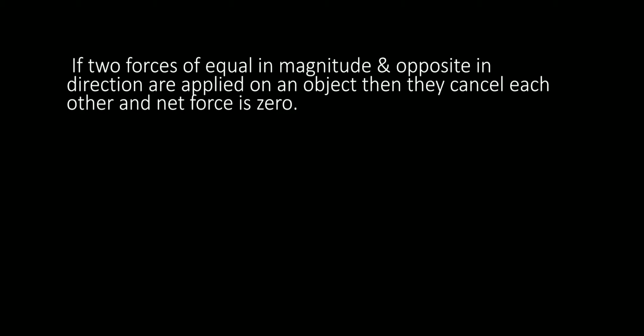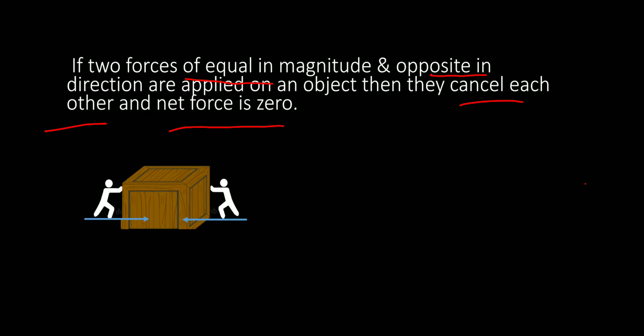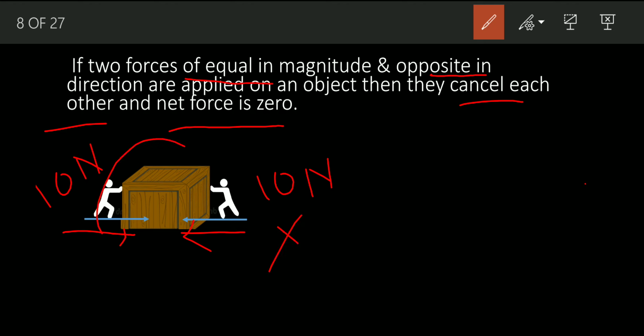Suppose two forces equal in magnitude and opposite in direction are applied on an object, then they cancel each other and the net force is 0. Now see, here two forces are applied. One force is applied from this direction and one force is applied from this direction. Both are of the same magnitude. So in such cases what happens? They cancel each other, the net force is 0 and the object doesn't move.